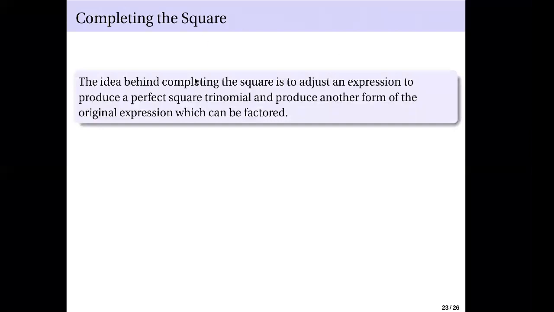So the idea is we are going to manipulate our expression to get something like a difference of two squares. The idea behind completing the square is to adjust an expression to produce a perfect square trinomial and produce another form of the original expression, which can be factored.